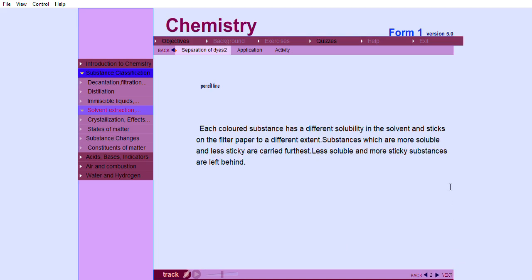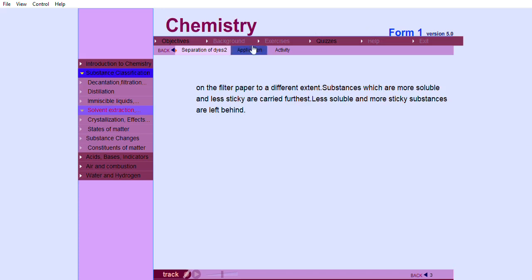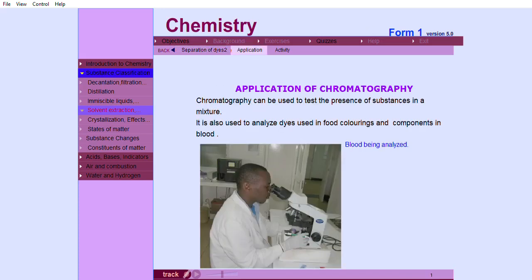Each colored substance has a different solubility in the solvent and sticks on the filter paper to a different extent. Substances which are more soluble and less sticky are carried farthest. Less soluble and more sticky substances are left behind. Chromatography is used to analyze substances and find out what they are composed of. Examples are blood, urine, and tea leaves.